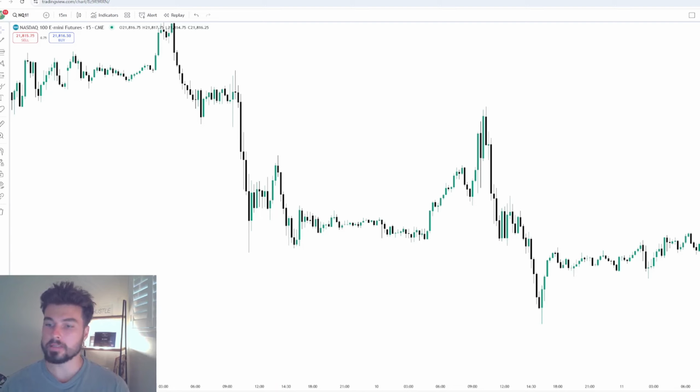Number two, are we sitting inside of a macro? Are we close to a macro? And number three, am I in a level of premium and discount, or am I sitting roughly at the equilibrium level? You have to understand these concepts before we move into the models.